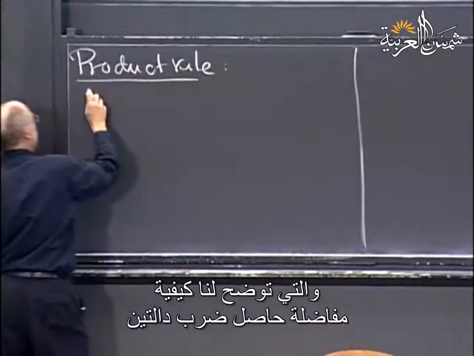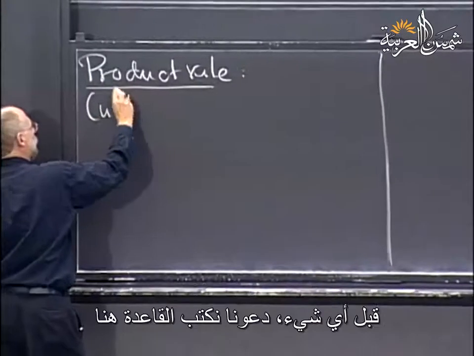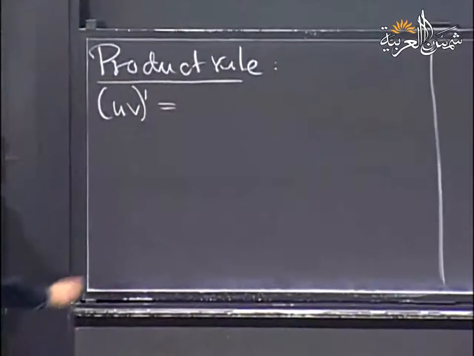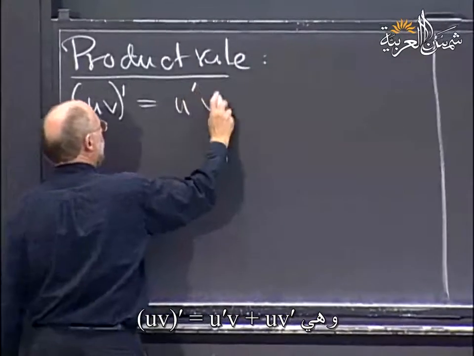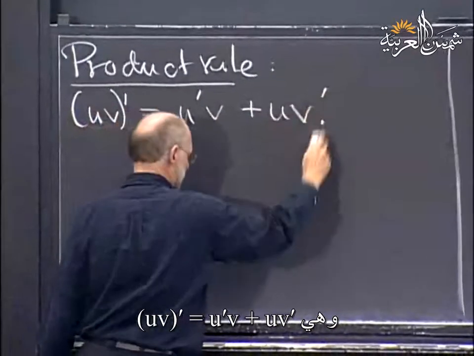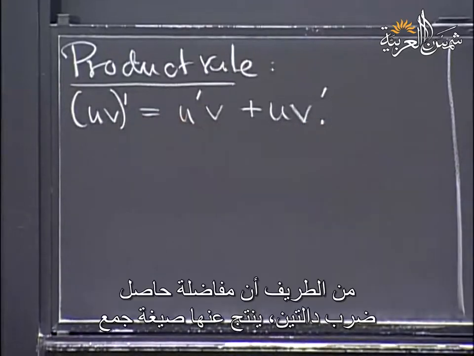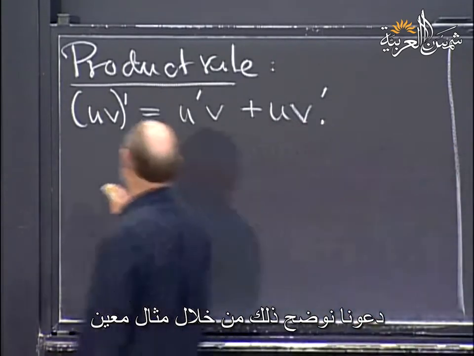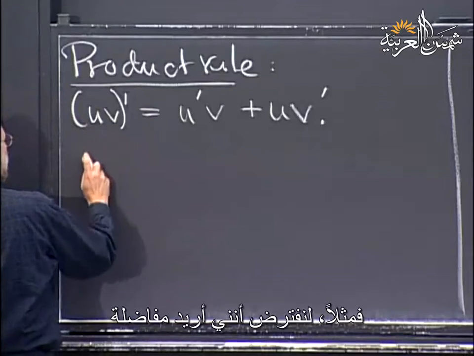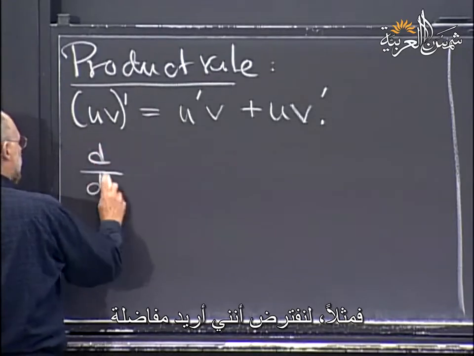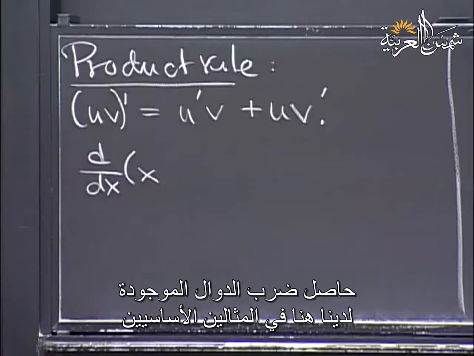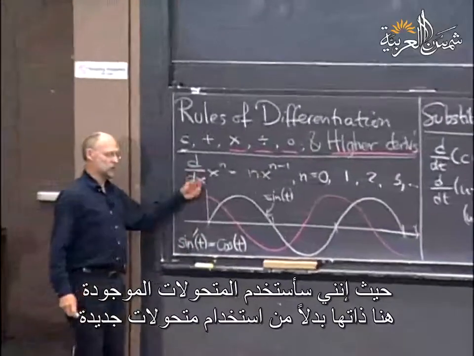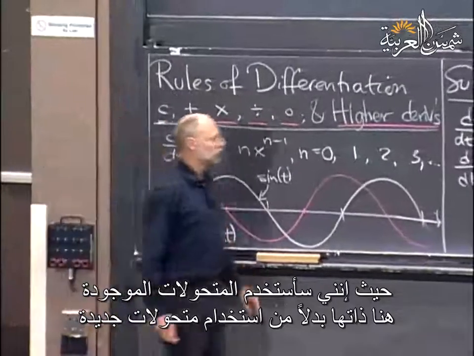So the product rule tells you how to differentiate a product of functions, and I'll just give you the rule, first of all. The rule is, it's u prime v plus u v prime. A little bit funny, differentiating a product gives you a sum. But let's see how that works out in a particular example. For example, suppose that I wanted to differentiate the product of these two basic examples that we just talked about. I'm going to use the same variable in both cases instead of different ones like I did here.